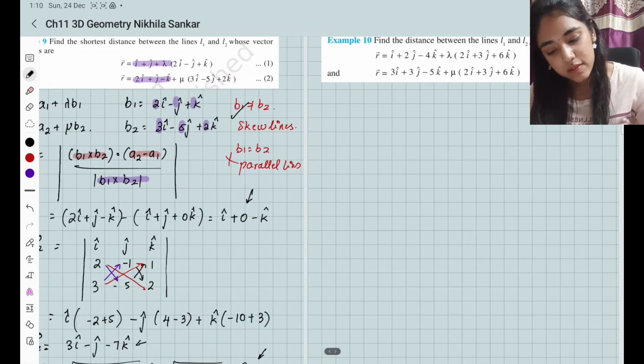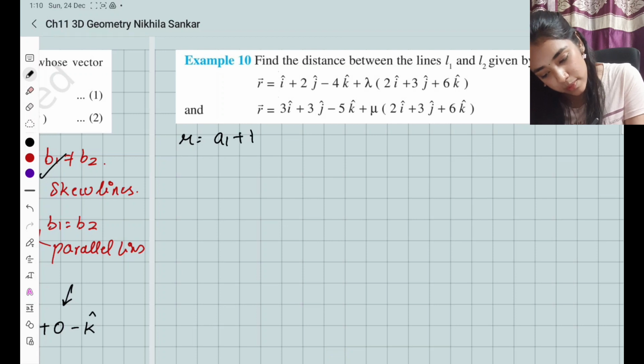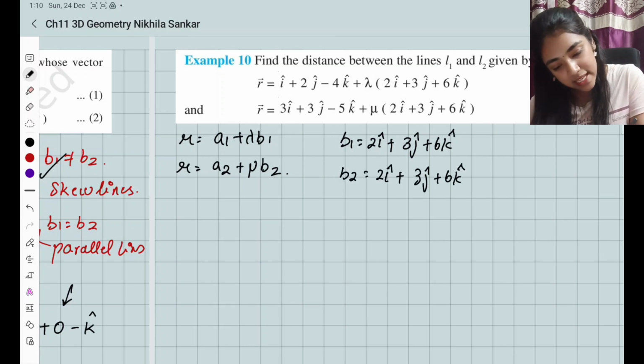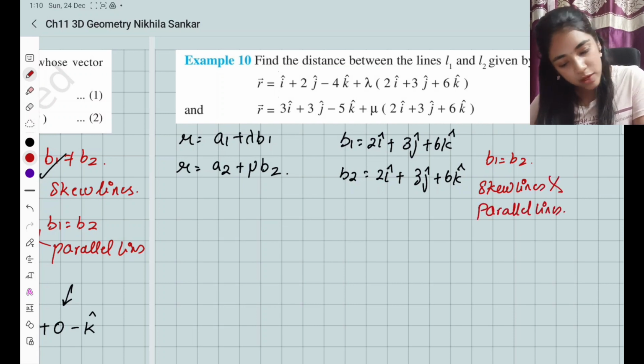Now let us solve a second example. So இந்த இடத்துலயுமே this is of the form r equals a1 plus lambda b1 and r equals a2 plus mu b2. So what is my b1? b1 is going to be 2i cap 3j cap plus 6k cap. b2 is going to be 2i cap plus 3j cap plus 6k cap. நம்ம first step என்ன? b1 equals b2. So we are not talking about skew lines. Skew lines கிடையாது. We are talking about parallel lines. So இப்போ என்னோட formula எப்படி மாறும்?